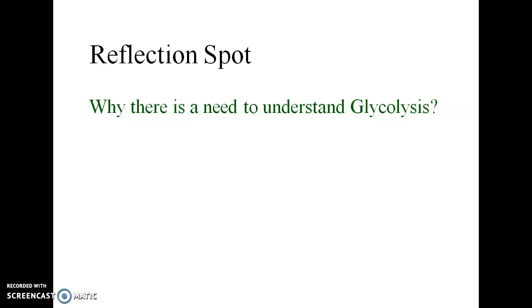First, there is one question: why is there a need to understand the glycolysis process? Before operating this video, you have to just stop and write your answer in your notebook. Okay, now we are concluding that glycolysis is the only process by which, without oxygen, we can convert glucose into pyruvate units. That's why we have to understand the glycolysis process. And for diploma students, it is in the syllabus. That's why they have to study the glycolysis process.